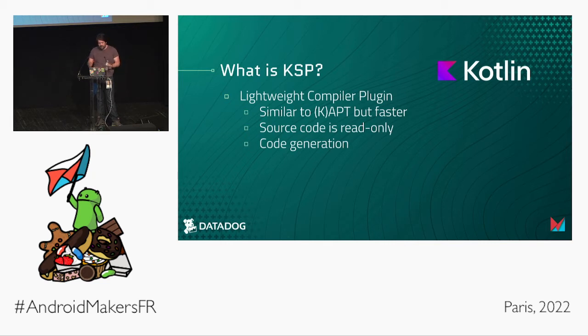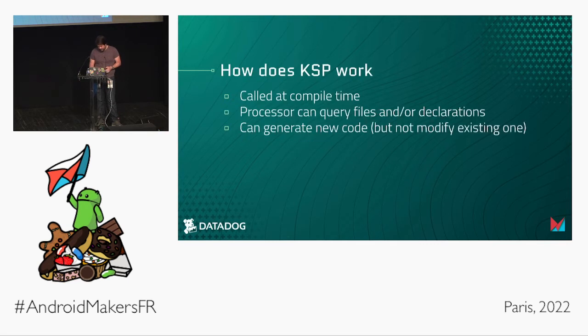KSP is making it part of the actual Kotlin compiling experience, meaning that it's closer and it's also better embedded for Kotlin Multiplatform. So what is KSP? It's basically going to help you read the source code and allow you to generate some new classes or new files at compile time. How it's going to work is that you're going to have a processor, your class, that can query files or declarations from your source code, and then you can generate new code, but you cannot modify existing code. So it's always, I'm going to generate a new file that's going to do something new.